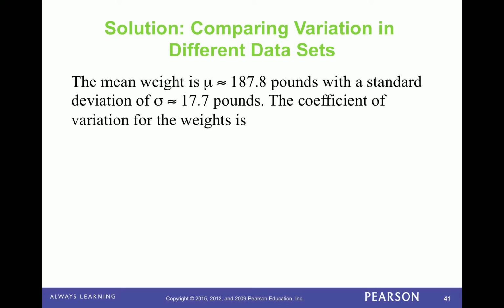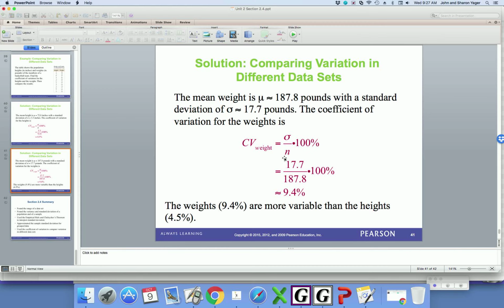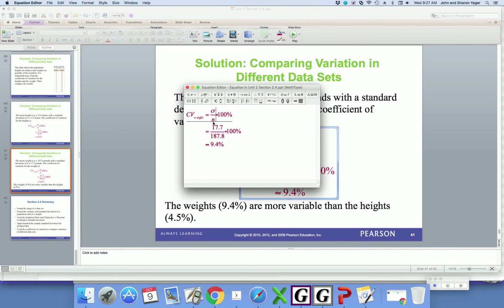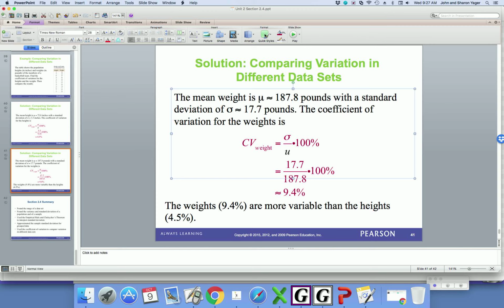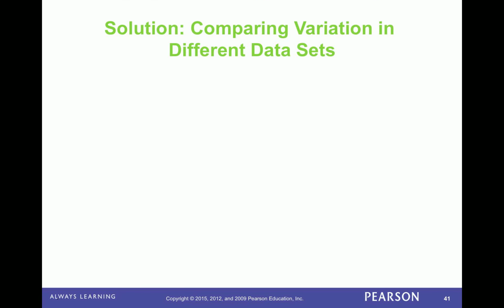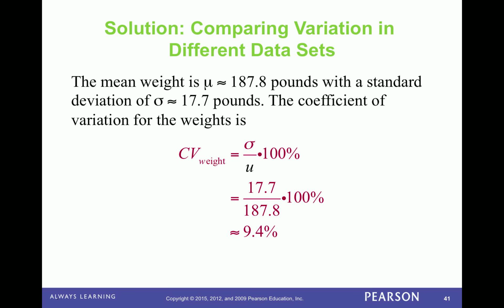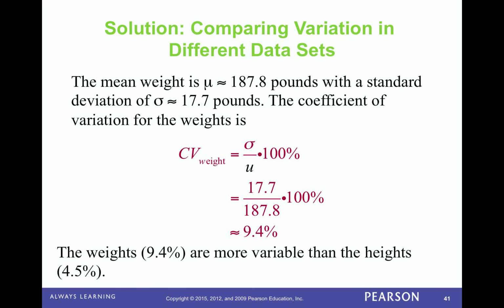So the mu for the weight... So weight is sigma divided by mu times 100%. So 17.7 divided by 187.8 times 100% is 9.4%. If you're comparing the two variations, which one varies the most, height or weight? In this case, the weights are 9.4% and the heights are 4.5%. So the weights vary a lot more, almost more than twice as much as the heights.